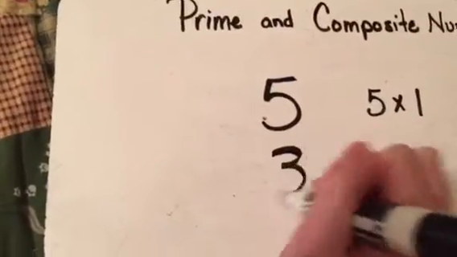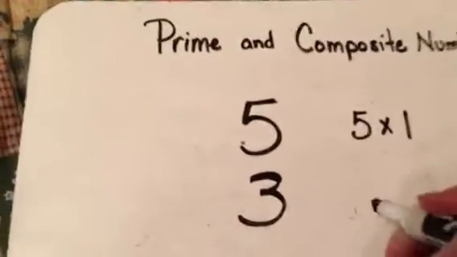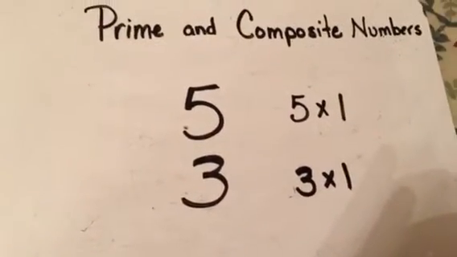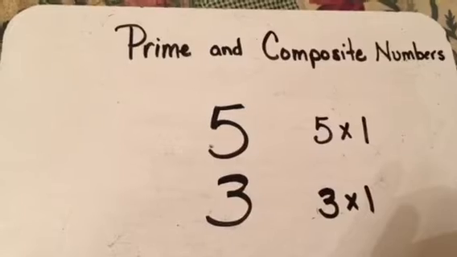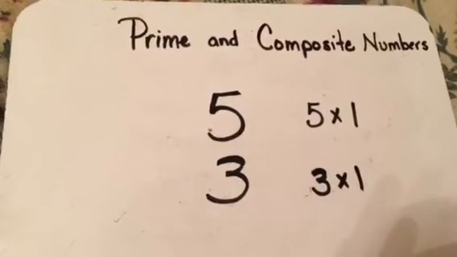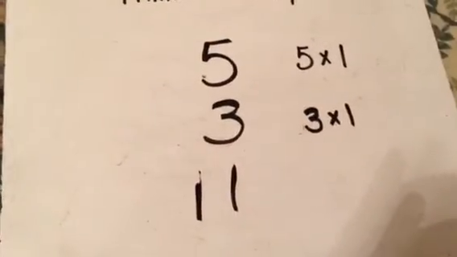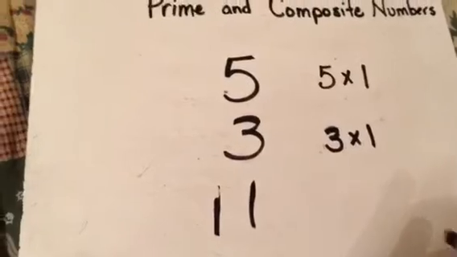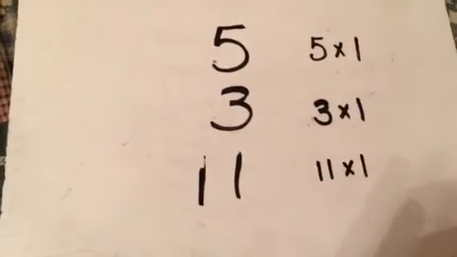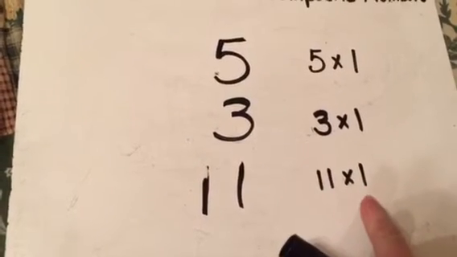How about the number 3? Again, the only way that we can get 3 are with the factors of 3 and 1. So again, our definition of prime is that we have 2 factors, itself and 1. How about the number 11? Again, the only way that we can get 11 is by 11 and 1. Again, our definition of a prime number is it has 2 factors, itself and 1.